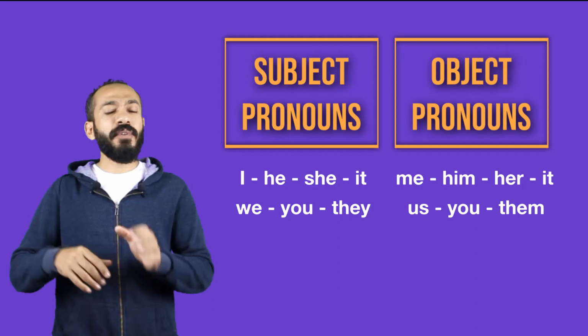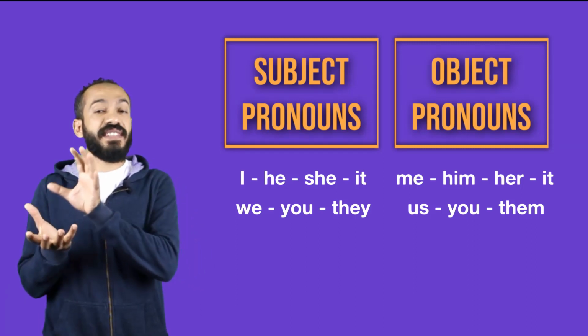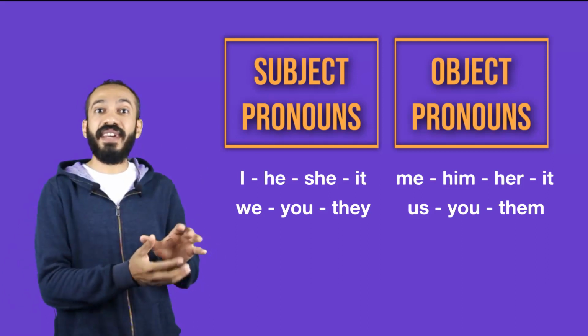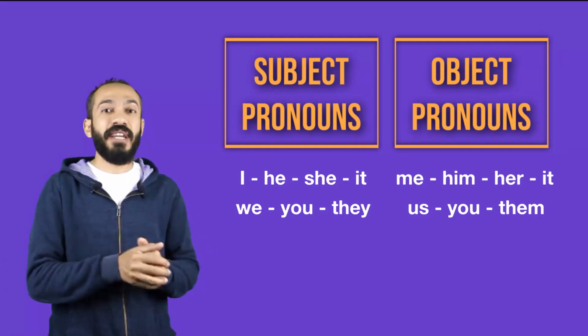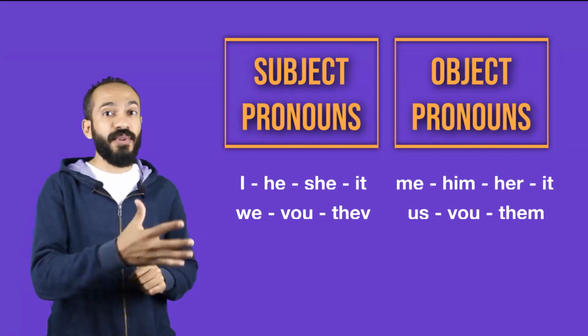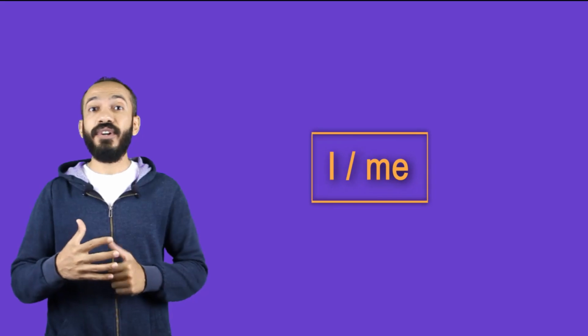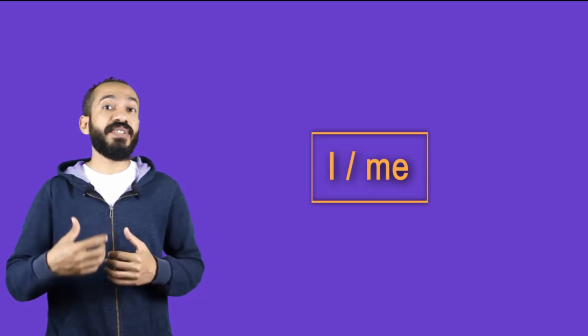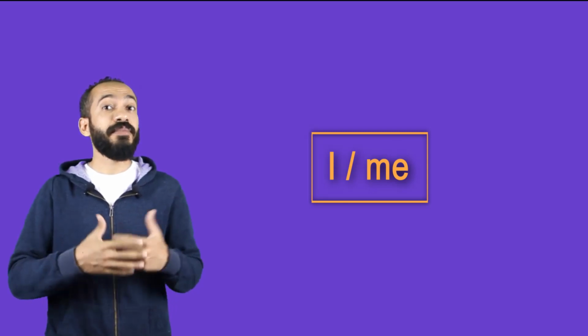So, if you are replacing a noun that is the subject of the sentence, make sure you use a subject pronoun. If you're replacing a noun that is the object in a sentence, make sure you use an object pronoun. Let's talk about each one of these pronouns. If I'm talking about myself, I would say I or me. If I was the subject of the sentence, I would say I, and if I was the object of the sentence, I would say me.